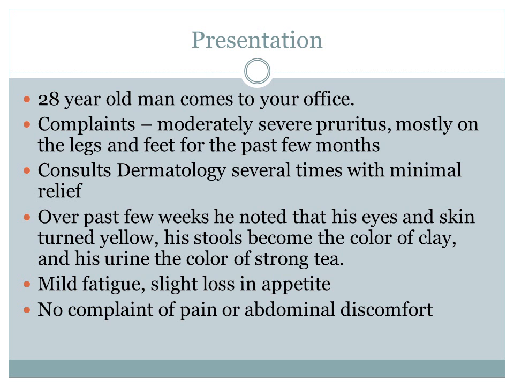So here we have a 28-year-old man. He comes to the office and he complains of itchiness, mostly on his legs and feet, for the past few months. He's seen dermatology with little relief. The past weeks he's noted that his eyes and skin seem to be turning yellow. His stools are the color of clay and his urine looks like tea. Mild fatigue and weight loss in the review of systems, and he has no abdominal complaints.